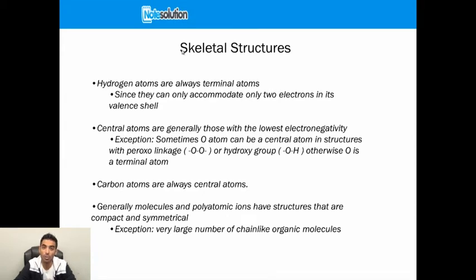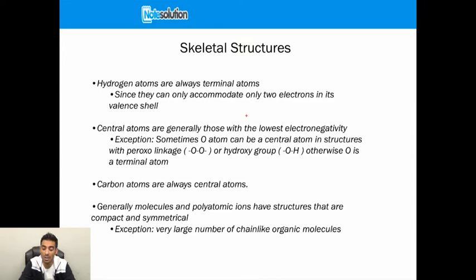There are some specific rules for skeletal structures, specifically for naming central atoms and terminal atoms. There are actually four rules that you have to abide by in order to draw a skeletal structure. The first rule says that hydrogen atoms are always terminal atoms. The reason for that is that they can only accommodate two electrons in their valence shell. As we all know, the Lewis structure for hydrogen is simply like this. So it can only accommodate one more electron in its valence shell, and therefore it's always a terminal atom.